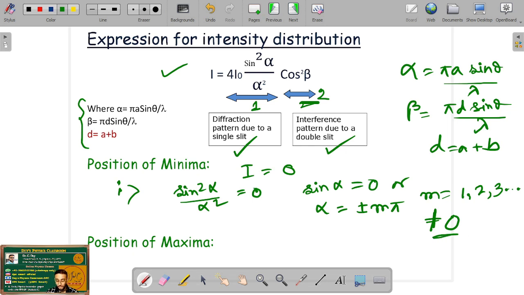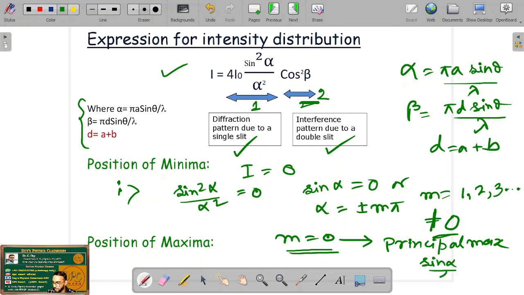Why not 0? I have already discussed in my previous video that when m becomes 0, that corresponds to the principal maximum. To understand this, you may go to my previous lecture where I discussed everything: for the m equals 0 condition, sin alpha by alpha would be 1 when the limit alpha tends to 0. So that describes the position of the principal maxima, not minima. For this part, you may refer to my previous lecture.